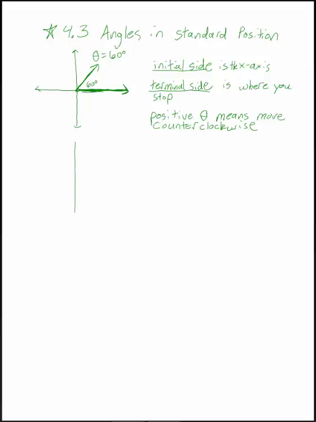Okay, so let's look at some more examples. So let's say theta was 150 degrees. My initial side is going to be on the x-axis there. Now I need to sweep out 150 degrees, which is less than 180 degrees. So my terminal side is going to fall in quadrant 2. So I'm starting here, sweeping out all the way over to here, making that 150 degrees.